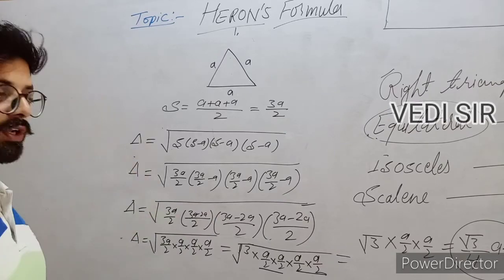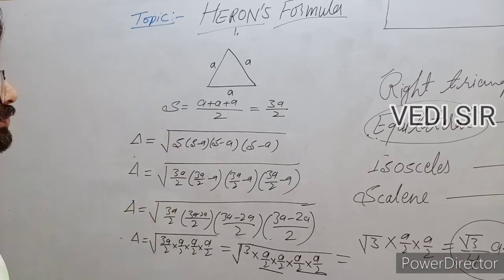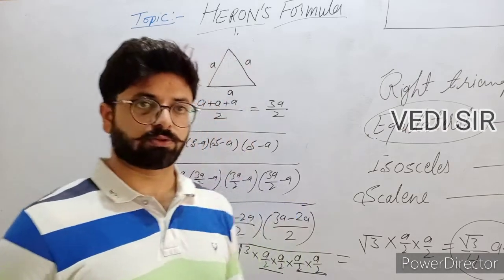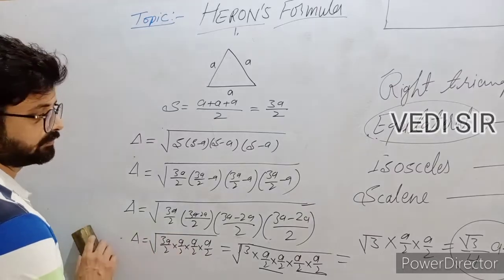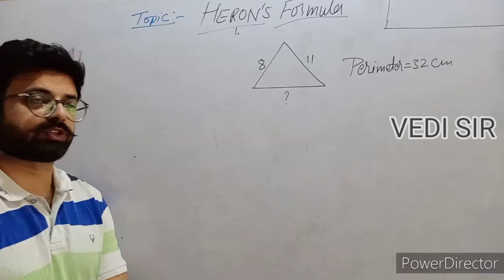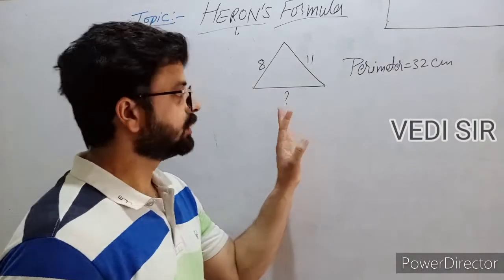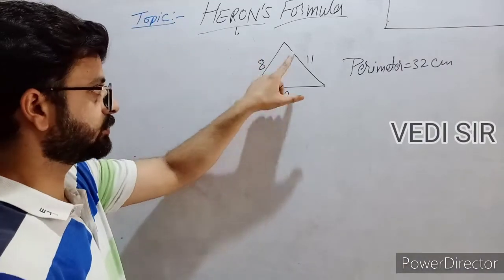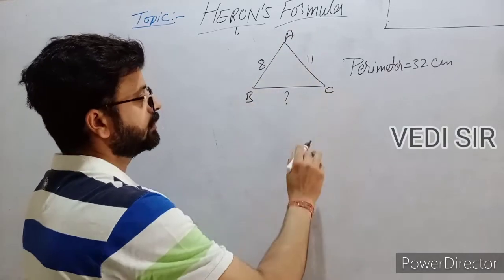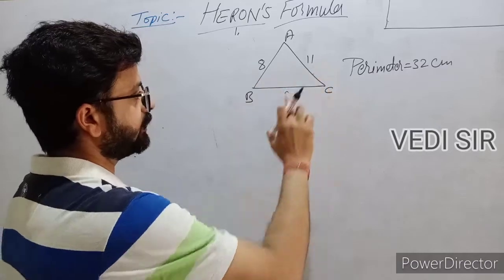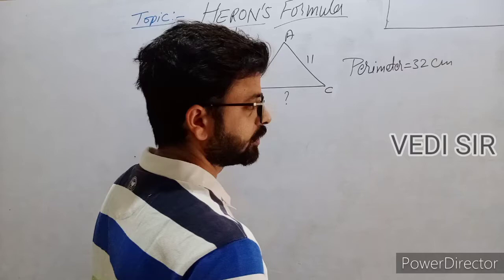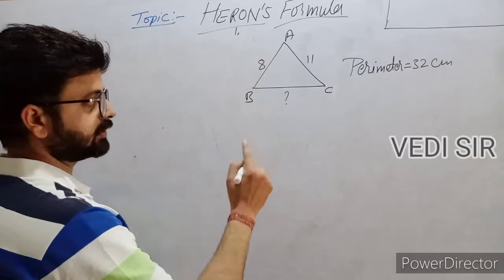Now with one more example I will complete my topic Heron's formula, and then afterwards we will come to the applications of Heron's formula. Now you see, guys, in front of you one question. We have to calculate the area of triangle ABC. But two sides are given, 8 and 11. The third side is not given, but the perimeter is given, 32 centimeter. So first our aim is to calculate the third side.